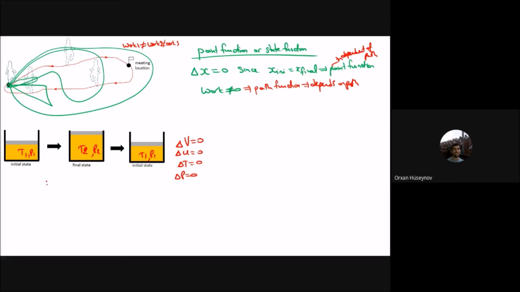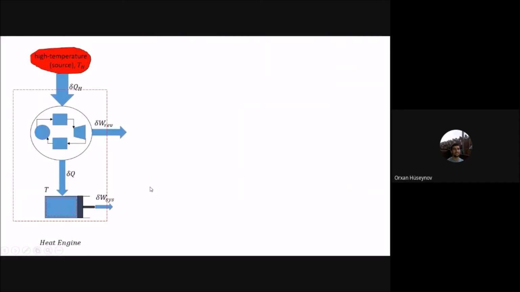But if I look at the work, it is not equal to 0. If I look at the heat, it is also not equal to 0. And the heat transfer, work transfer, and mass transfer are all dependent on the path. Therefore, they are called path functions. You will see in the next slides that entropy is also a point function, and the change of entropy will be 0 for this process. That is a property. So let's look at the derivation of the entropy, and this will be a very important equation that we will use for our next slides.